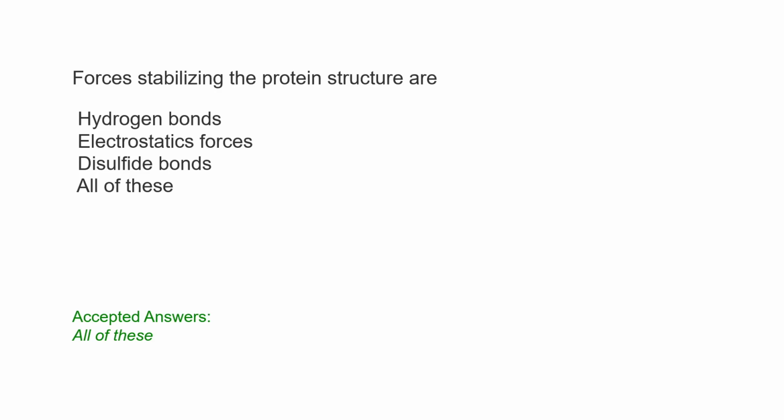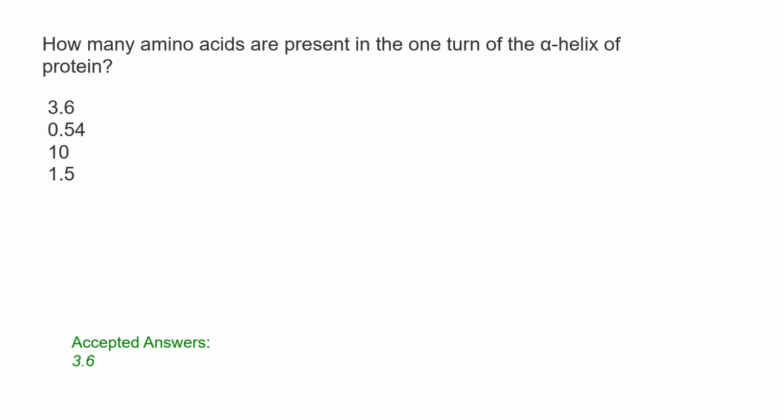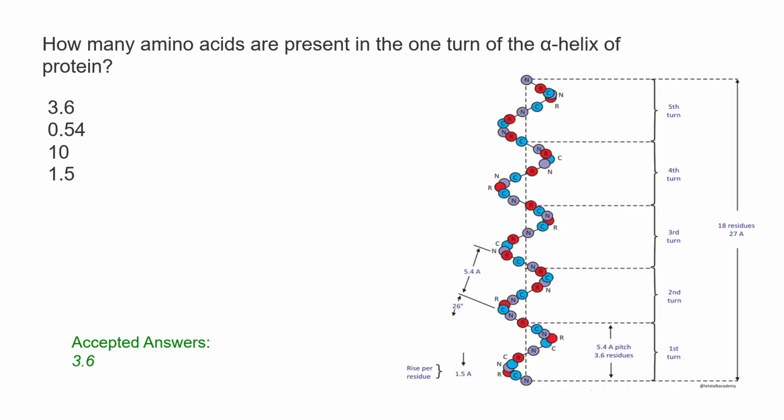Forces stabilizing the protein structures. So here all of these would be the correct answers: hydrogen bonds, electrostatic forces, and disulfide bonds. All of these help in stabilizing the protein. How many amino acids are present in one turn of the helix of protein? So there are 3.6 amino acids present in one turn of the helix. As you can see here, in one turn, the pitch is 5.4 angstrom and there are 3.6 residues of amino acids.